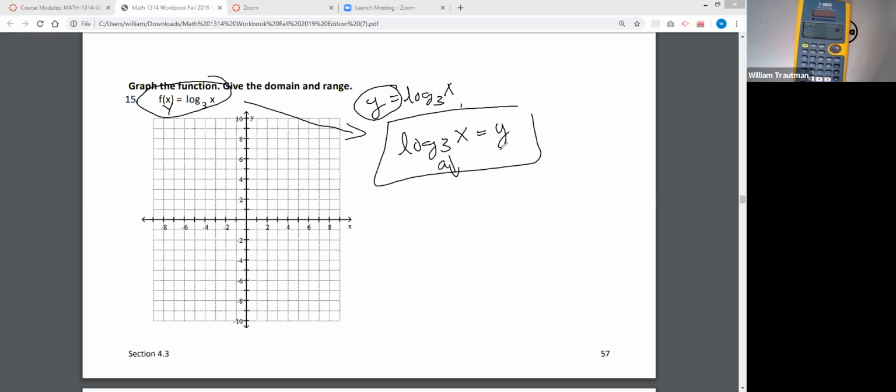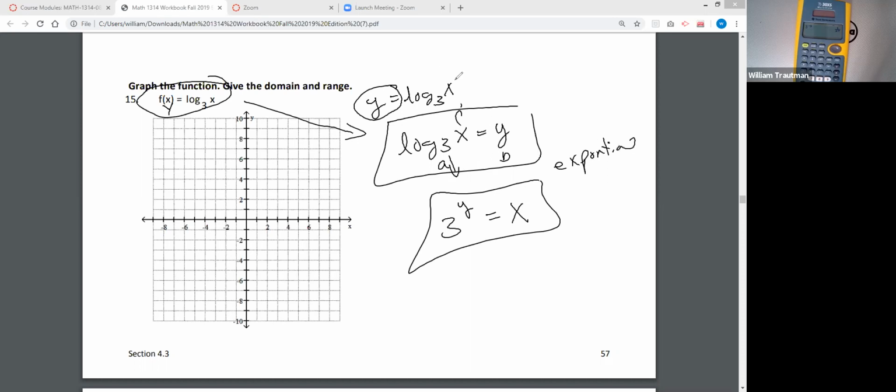So remember, a to the b equals c. 3 to the y power equals x. This is my exponential form. This is what I'm going to graph. You can't graph this log form. I mean, you can plug numbers in there on your calculator and all, but I'm going to use this. So from changing it to exponential form, I'm just going to do a t-table.